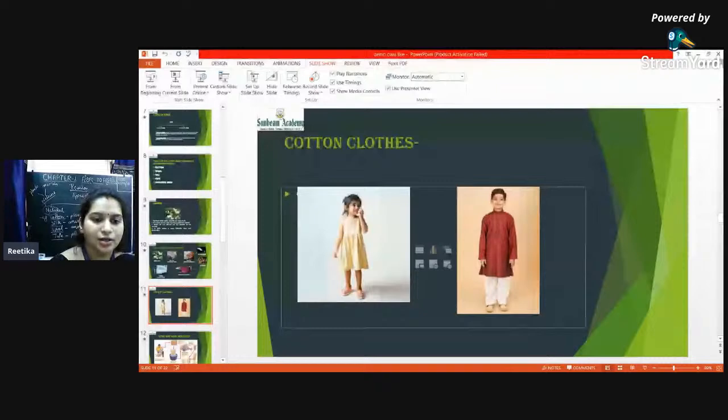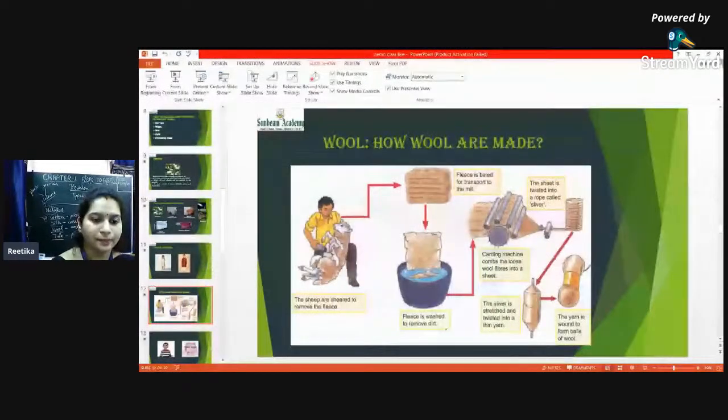All right. Now coming on to wool. Please have a look at this figure clearly, children. Please have a look over it. Then we'll move ahead. I hope it is clear to you, and we have already studied this figure earlier. So what is there in this? We take out a skin or a fleece of sheep.